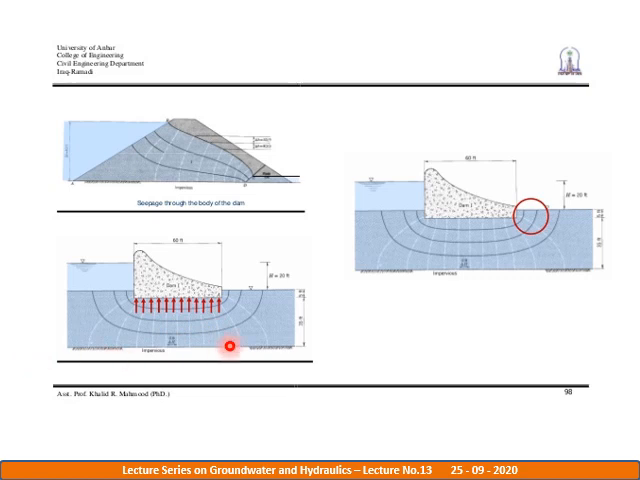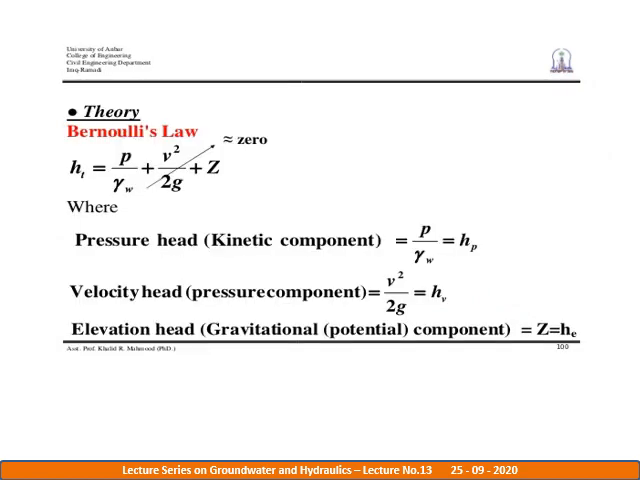It's just one example I have given. For that you are supposed to understand Bernoulli's theory. Bernoulli's theory is nothing but pressure head and velocity head can be evaluated for the gravitational potential component. That can be written as Ht equals P by W plus V squared by 2g plus Z, that whole equals to zero.